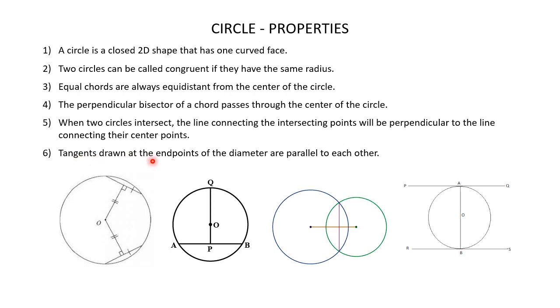Tangents drawn at the endpoints of the diameter are parallel to each other. Now look at this diagram. Here AB is the diameter of this circle. PQ is a tangent drawn at the end point A of the diameter AB. RS is the tangent drawn at the end point B of the diameter AB. Now as you can see here, the tangent PQ is parallel to tangent RS.